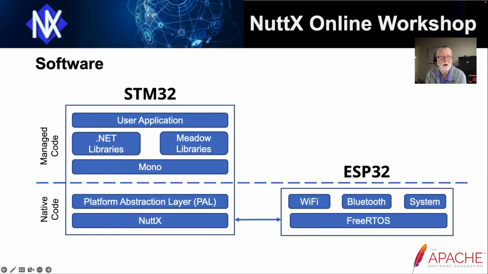Then the other set of libraries are provided by Wilderness Labs, and they are the Meadow libraries. And these fall into a couple of categories. The first are to support generic features such as GPIO, SPI, I2C, etc. And the second group is the peripheral libraries, which encapsulate the features provided by something, say, like a BME280 atmospheric sensor.